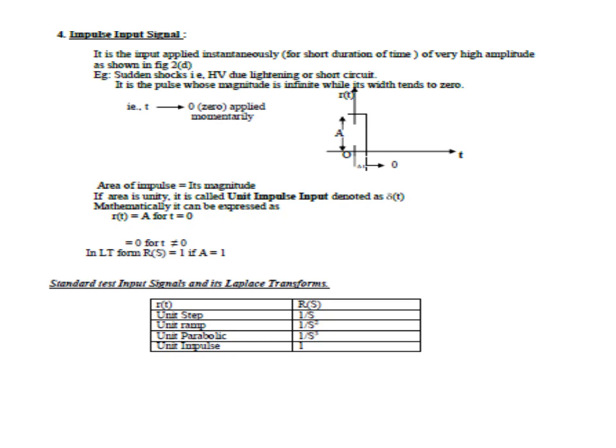It is the input applied instantaneously for a short duration of time with very high amplitude, which is shown in the figure. An example is a sudden shock, that is high voltage due to lightning or a short circuit, and it is a pulse whose magnitude is infinite while its width tends to 0. That is, t tends to 0. So what is the input? r(t) equal to A for t equal to 0. Okay, this is an important difference. Only at the moment when time becomes 0 will we have r(t) equal to A, or r(t) equal to 1 if it is a unit impulse signal.